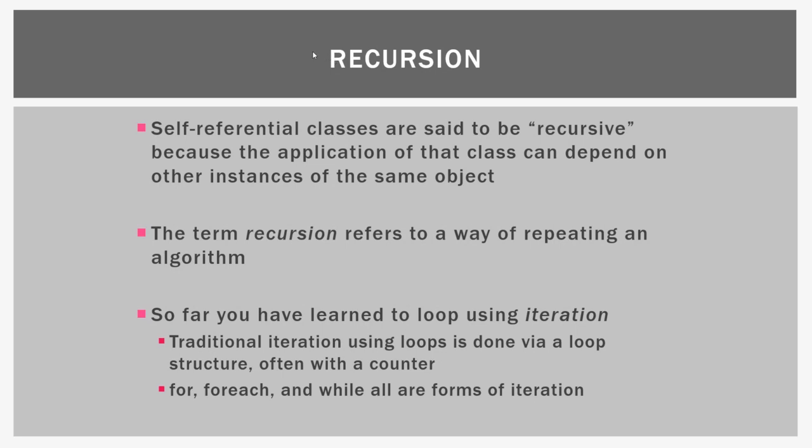So we have this term recursion in programming. We mean a way of repeating an algorithm. Sometimes we also say that self-referential classes are recursive because the application of that class depends on the same instance, or rather on a different instance of the same object type. So a recursive class, if you hear that term, just means an object that refers to or contains other objects of the same type. I tend to call those things self-referential, but the terms can be used interchangeably.